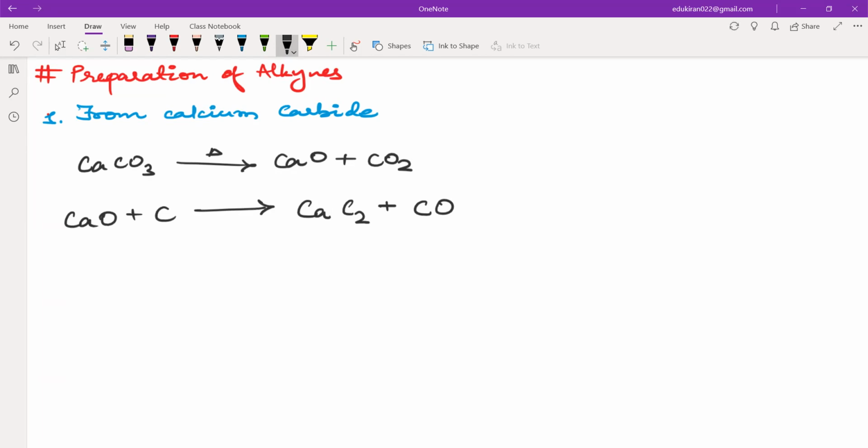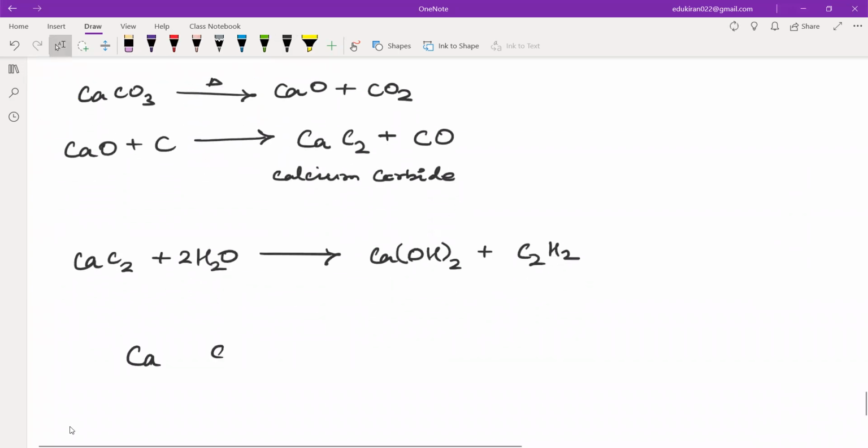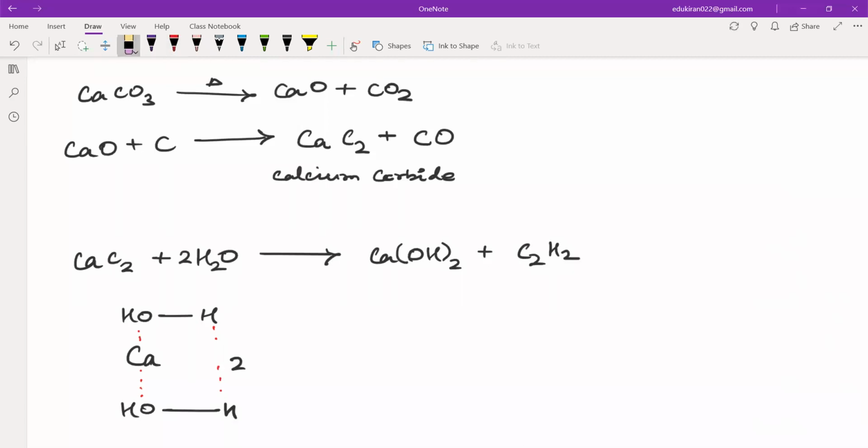Now, this is my calcium carbide. Ca has two positive charges and the C2 unit has two negative charges, one on each carbon. So here you have calcium carbide, and if you react this with H2O, requiring 2 moles of H2O, you are going to get Ca(OH)2 plus C2H2, that is ethyne. So you can understand the reaction like this: you have calcium and you have C2, right? And there is water. The OH bonds with calcium and the hydrogen binds with the carbide present in calcium carbide. So you get ethyne. From calcium carbide, you will only get ethyne, no other carbon atoms.